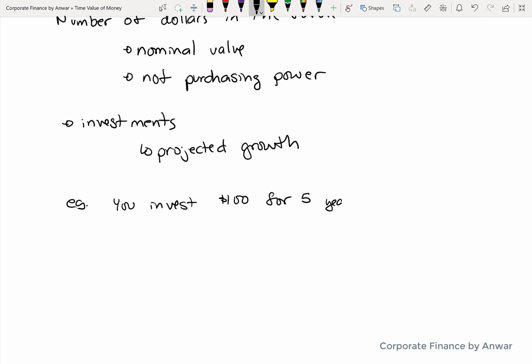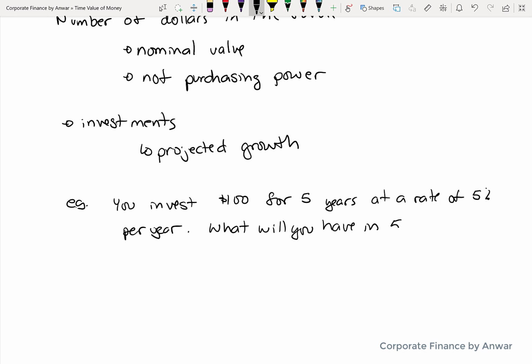So let's do an example where we have $100 and we choose to invest that for 5 years, at a rate of 5% per year. Now this is a lump sum. This is not an annuity. So this is going to be the future value of a lump sum. And we're going to calculate what you will have in dollar terms in your investment account 5 years from now, when this investment matures, or you're going to sell it.